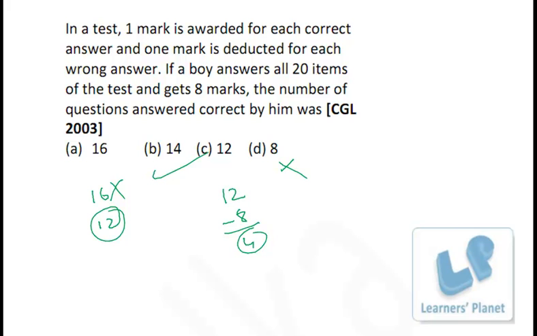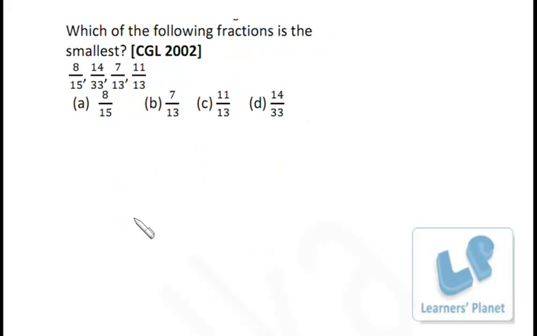Now, which of the following fractions is the smallest? See here, we have 8 by 15, 14 by 33, 7 by 13 and 11 by 13. Just see this, both of them have 13 as the denominator, right? So obviously 11 by 13 is not the correct answer, because it's greater than 7 by 13.